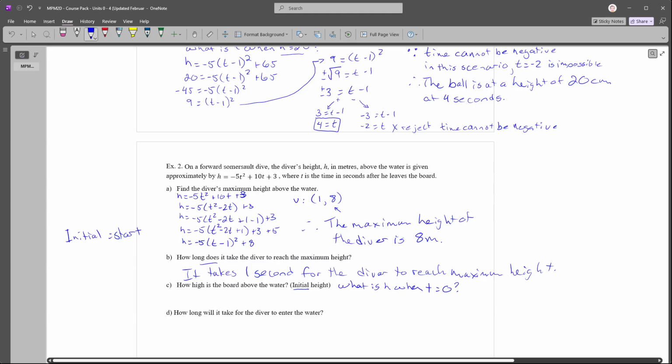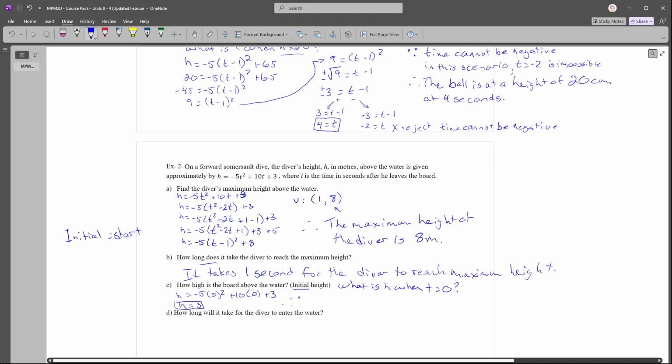So that means we have h. We're trying to find h, equals -5 t squared. What is t? t is 0 squared plus 10 times 0, which is t, plus 3. Well, 0 times anything is 0. Plus 10 times 0 is still 0, so we're at 0 plus 3. So that means our answer is just h is equal to 3.